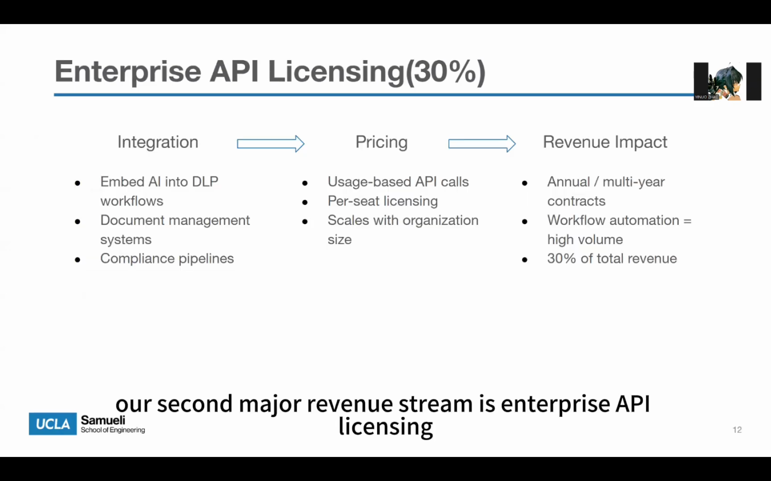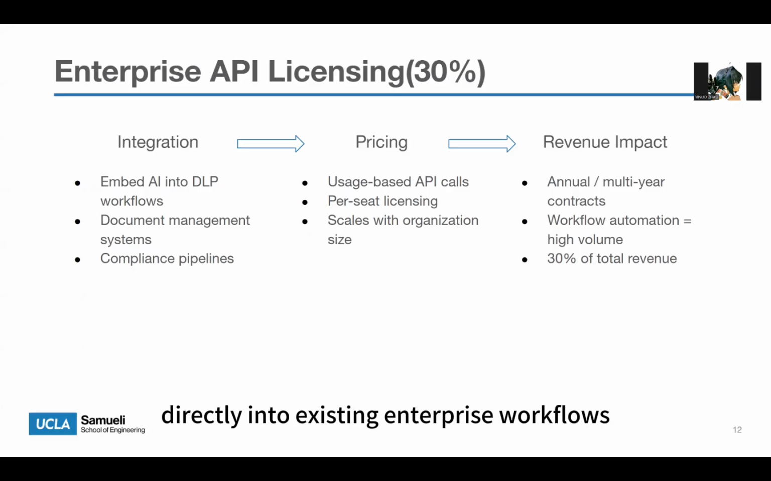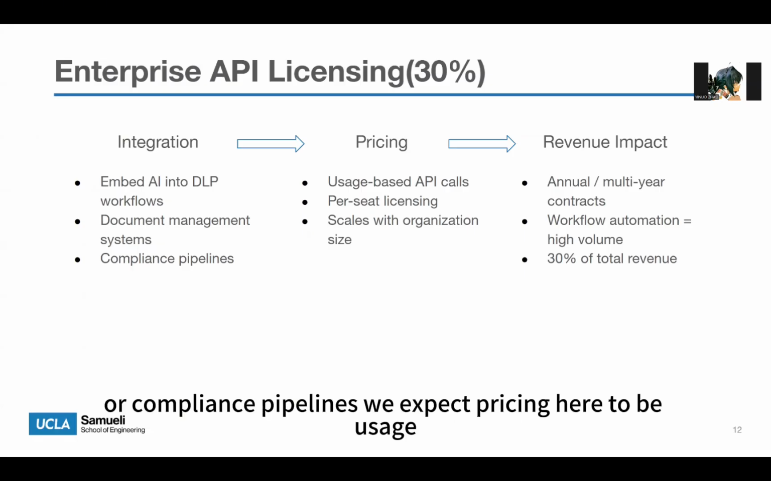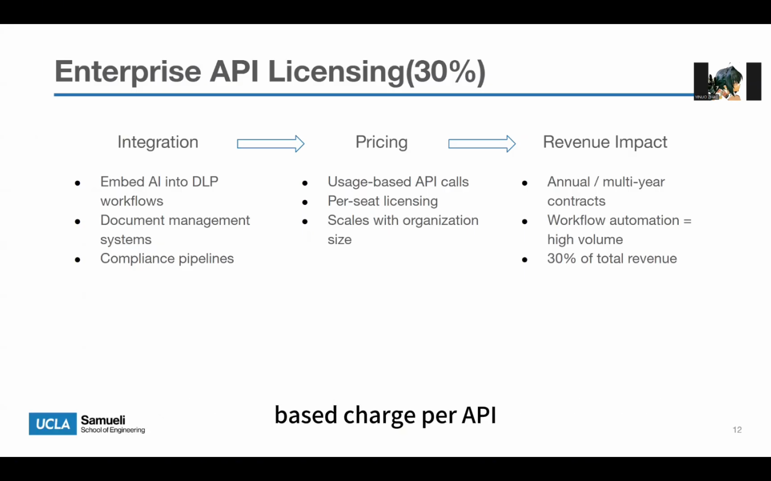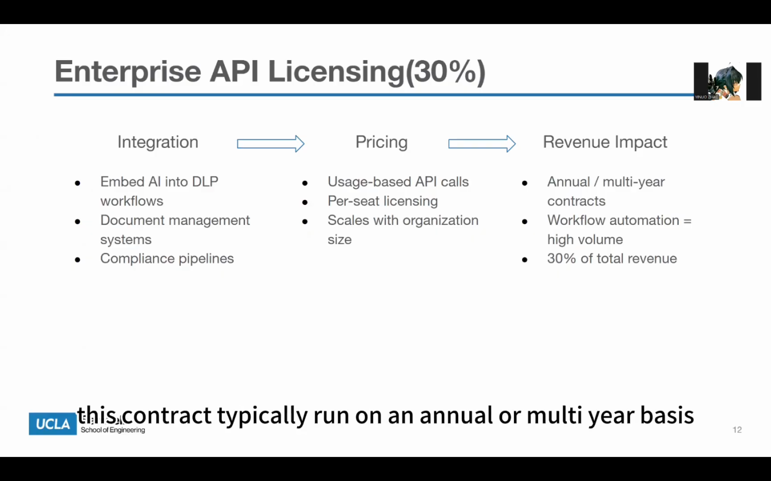Our second major revenue stream is enterprise API licensing. This is where we integrate our redaction engine directly into existing enterprise workflows, such as DLP systems, document management platforms, or compliance pipelines. We expect pricing here to be usage-based, charged per API call, or per seat licensing depending on the organization size. For larger companies, these contracts typically run on an annual or multi-year basis.